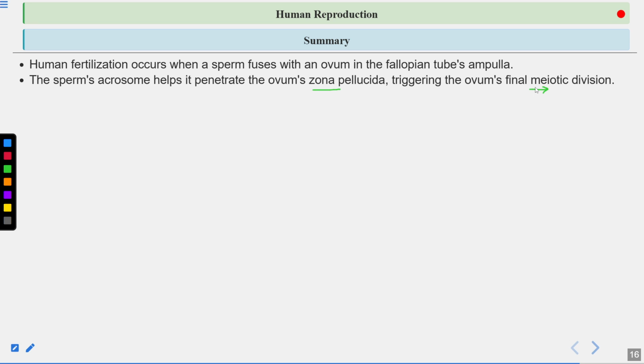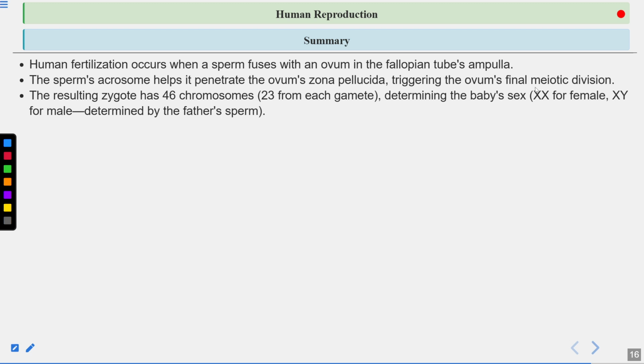And this division is unequal. It means a large ovum is formed and a tiny polar body is formed. So bulk of the cytoplasm is retained with the ovum, because ovum has to further form the embryo. So the cytoplasm contains a lot of nutrients and cell organelles which are important for the development of the early embryo. Now the zygote is formed. It will have 46 chromosomes, means 23 chromosomes are coming from each gamete.